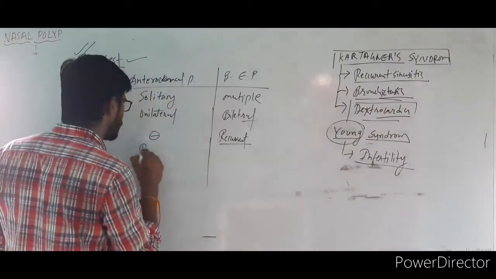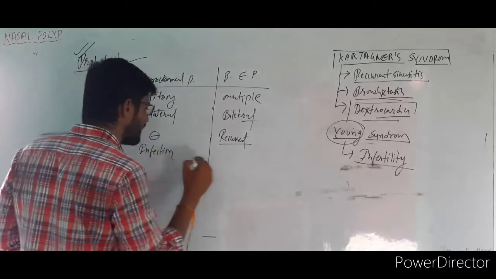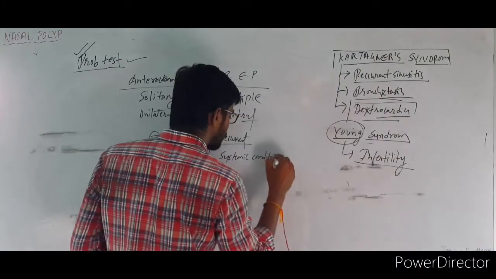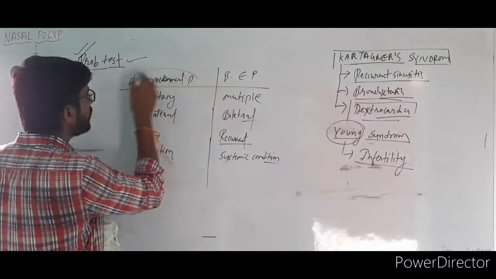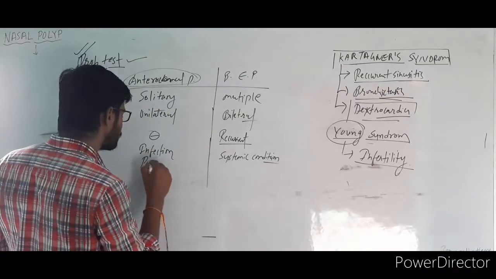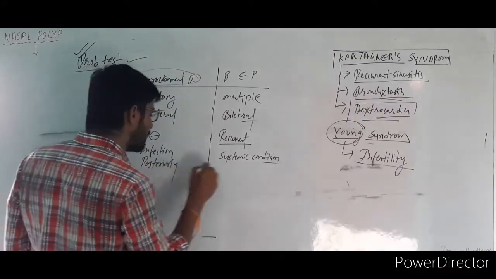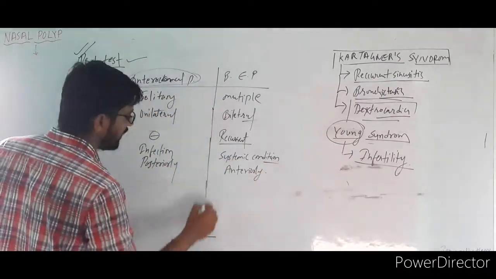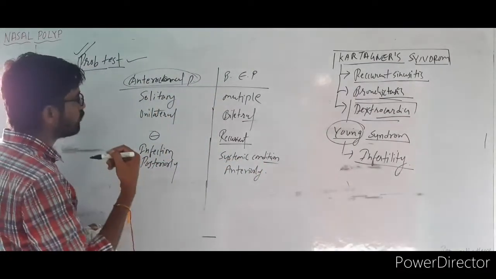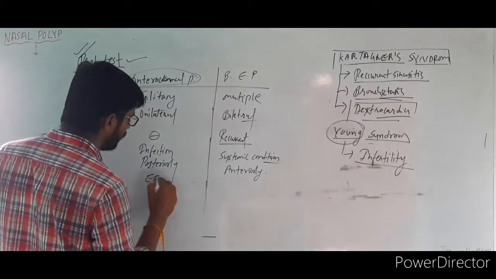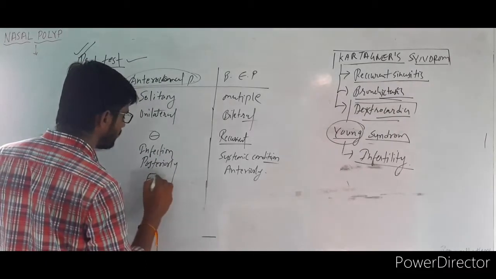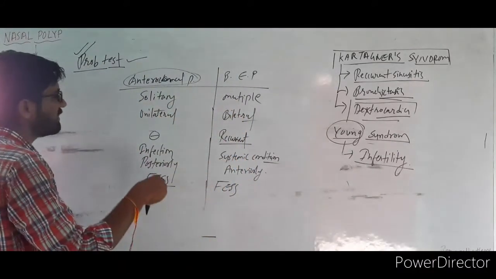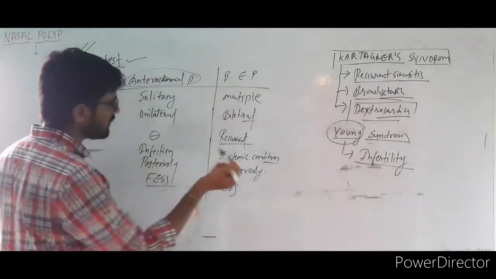Here it is caused by infection. Here, following infection, there is a systemic condition. Antrochoanal polyps grow posteriorly, but this will grow anteriorly. Which surgery do we have to do? Functional endoscopic sinus surgery, and here we will do it also. So these are certain differences which you have to understand.